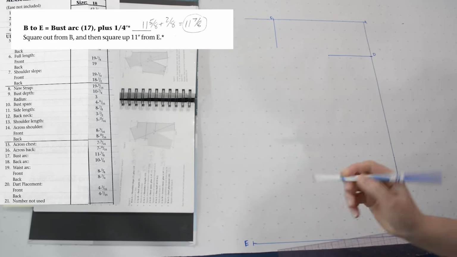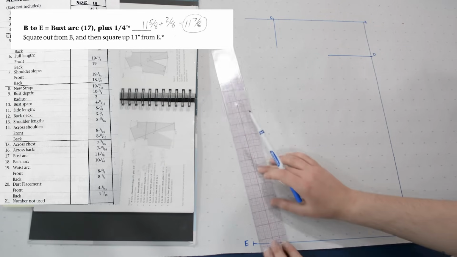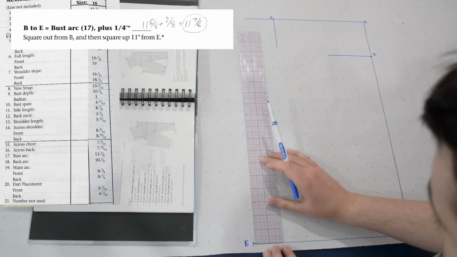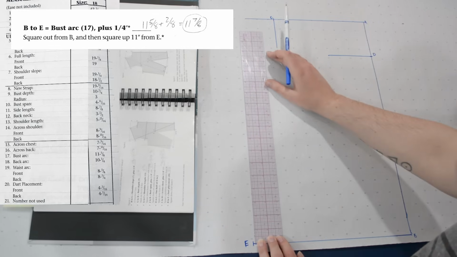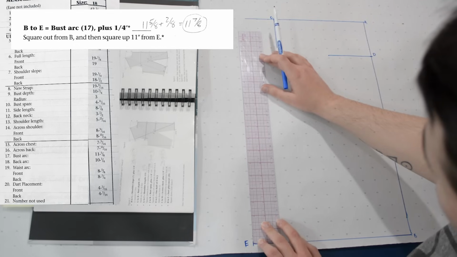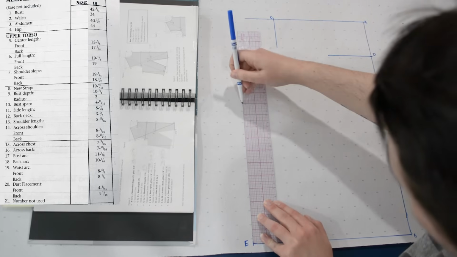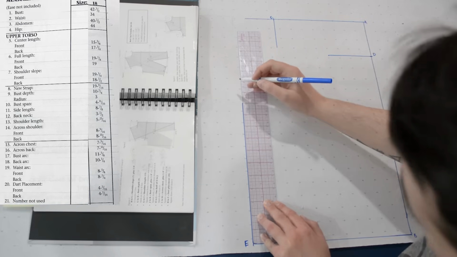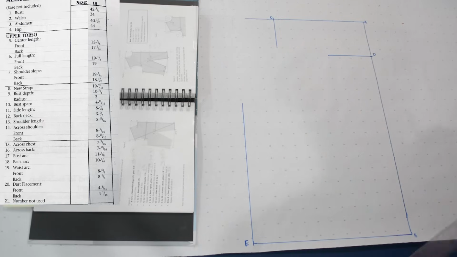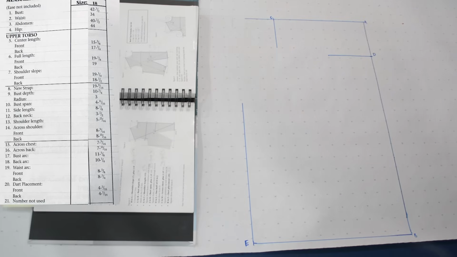Sorry, I can't write without knocking the camera over. Square out from B and then square up 11 inches from E. So 11 inches from E here. We're going to square up 11 inches from E, which is just along this line of twos, really. 11 is here. All right, so we have our step 1 of our instructions from this book here.